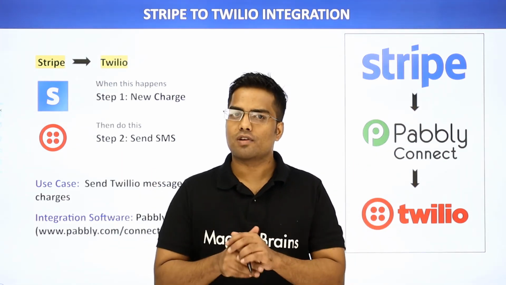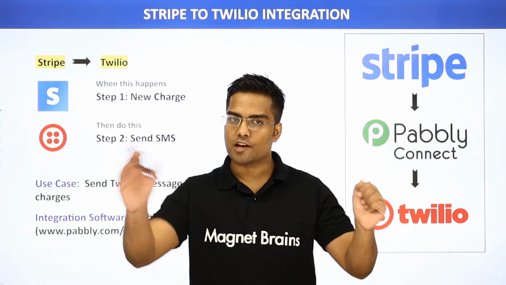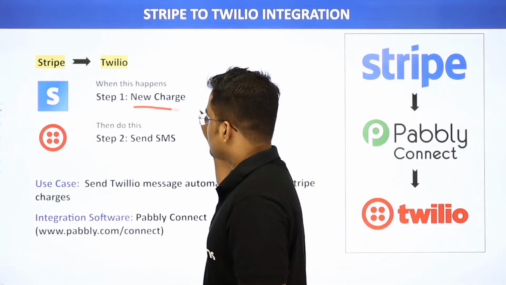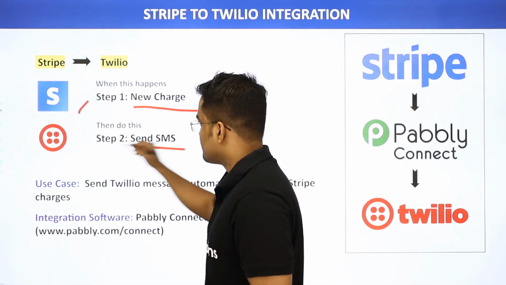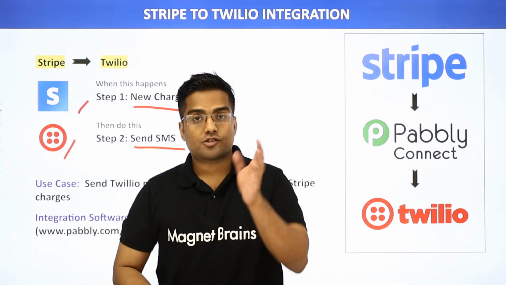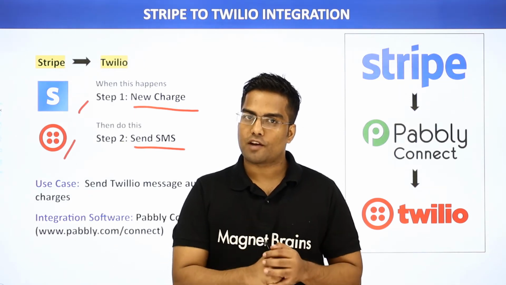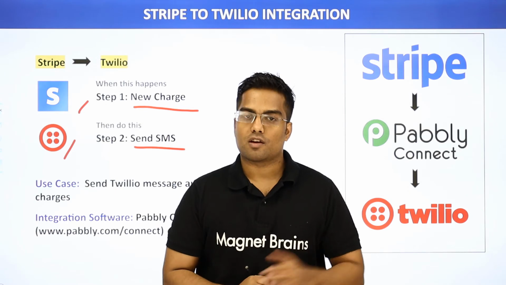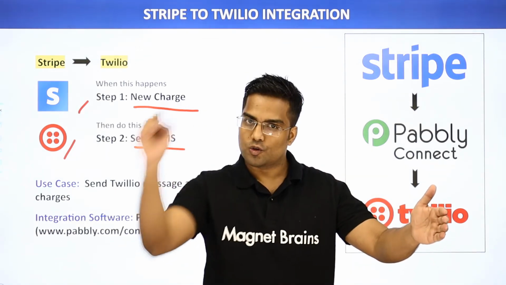So in this video, we will learn how to integrate Stripe and Twilio. Our use case is pretty simple. When a new charge is made in Stripe, it will send an SMS through Twilio. Now Stripe is an online payment processing platform and Twilio is an SMS sending tool. So what we are going to do is send the data from Stripe to Twilio.